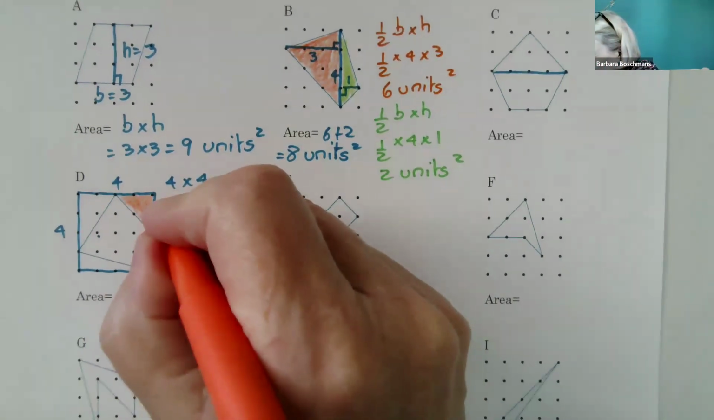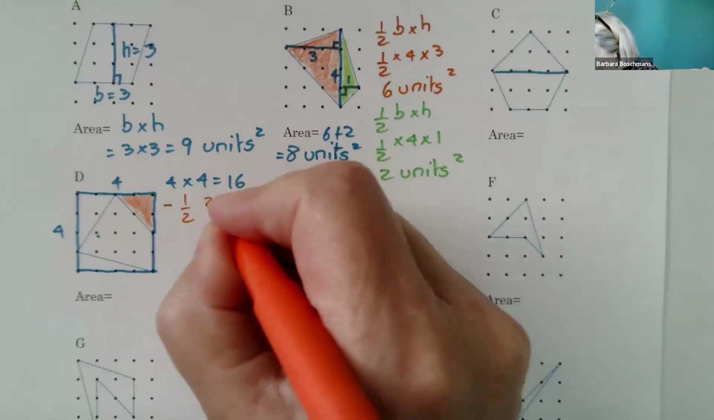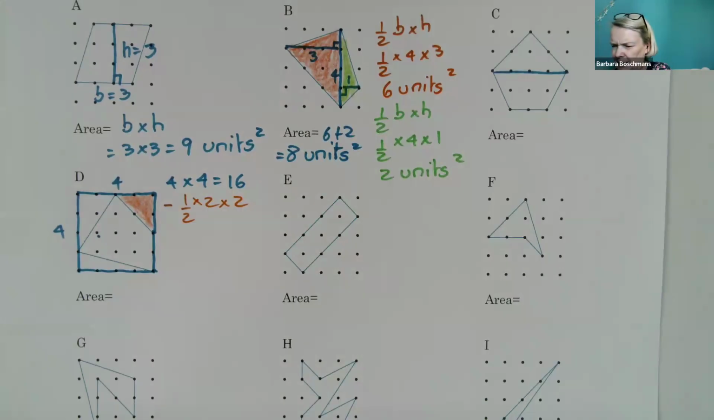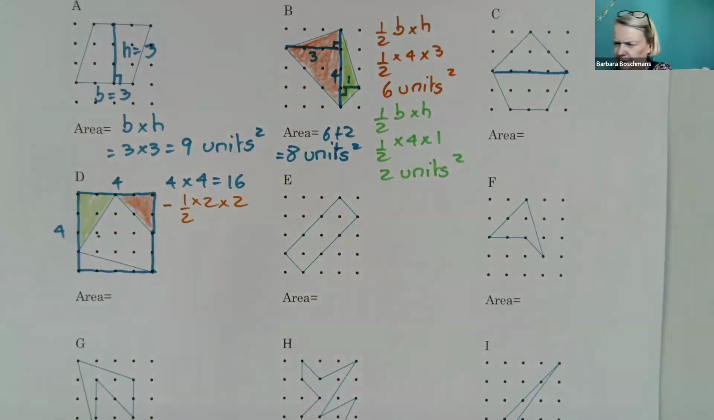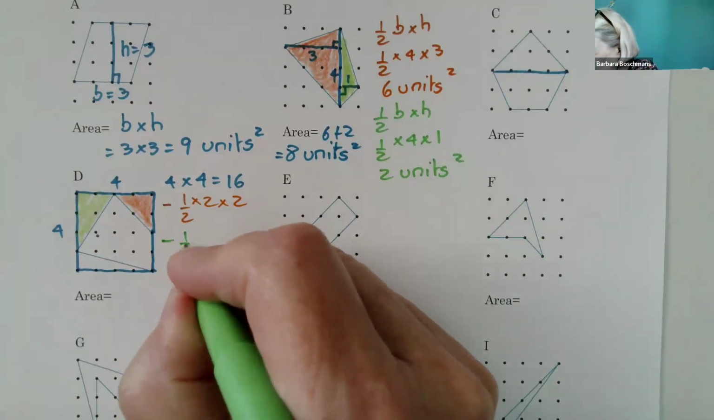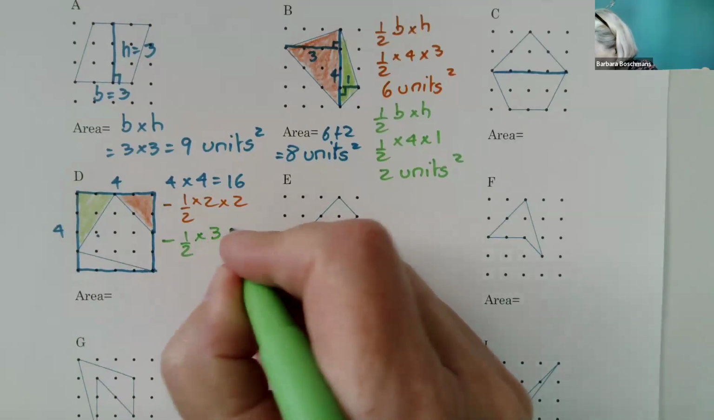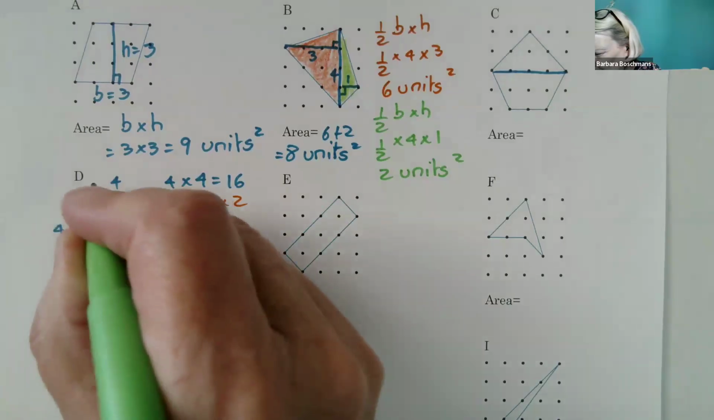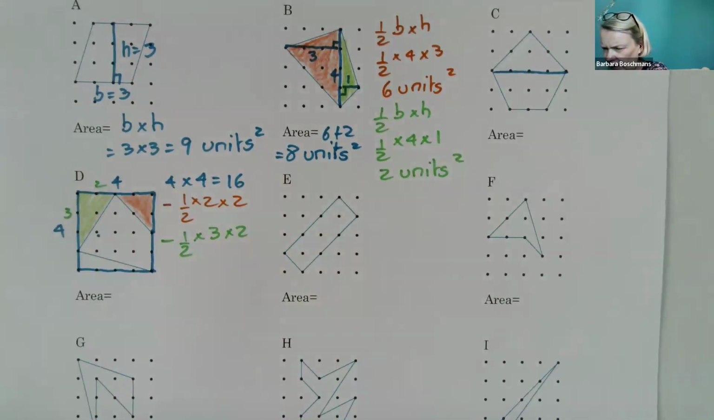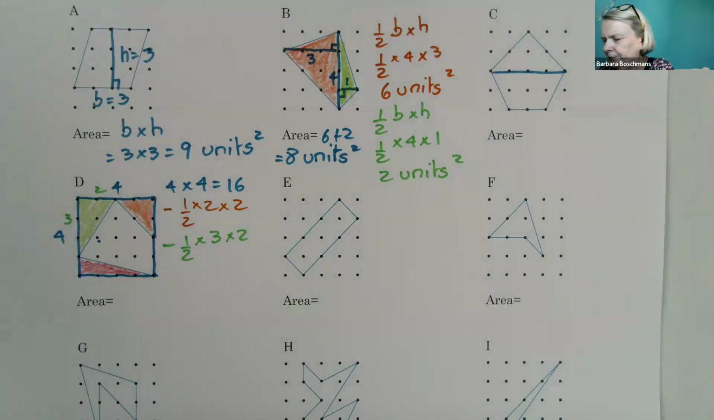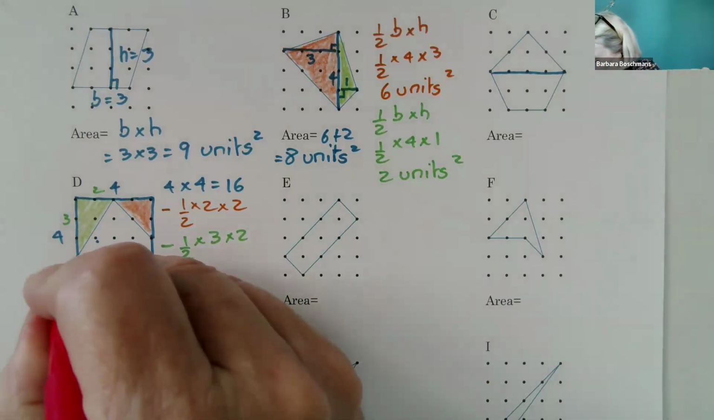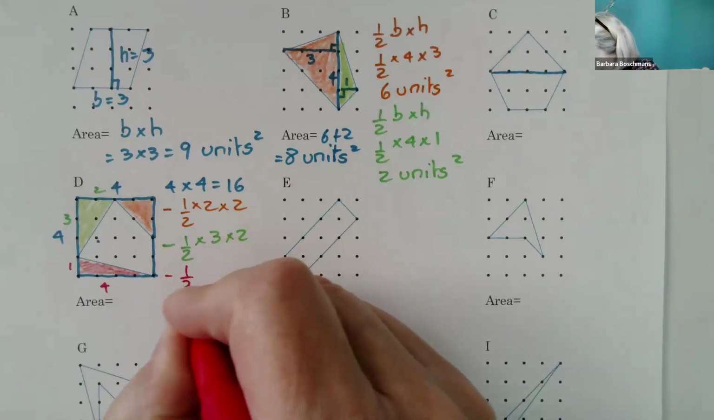I'm going to subtract the triangle, 1/2 times 2 times 2. I'm counting on the sides here, right? That's what I'm getting those numbers from. Okay. Minus 1/2.